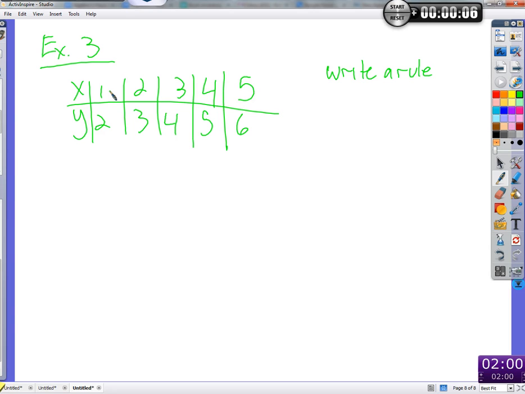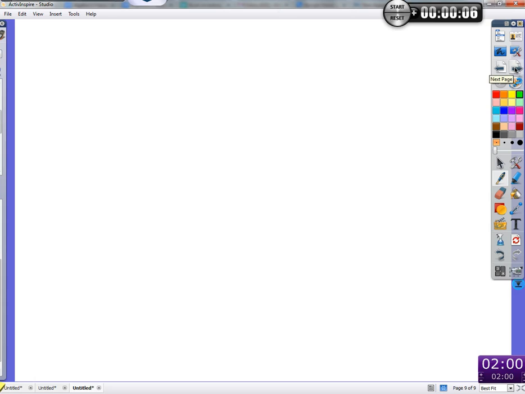So if I start with x, what's a rule that will always turn every one of these x's into their corresponding y's? Plus something? Plus what? Plus one. If we add one to the x, will we always get the y? Plus one, two plus one, three plus one, four plus one, five plus one. How much easier could that get?